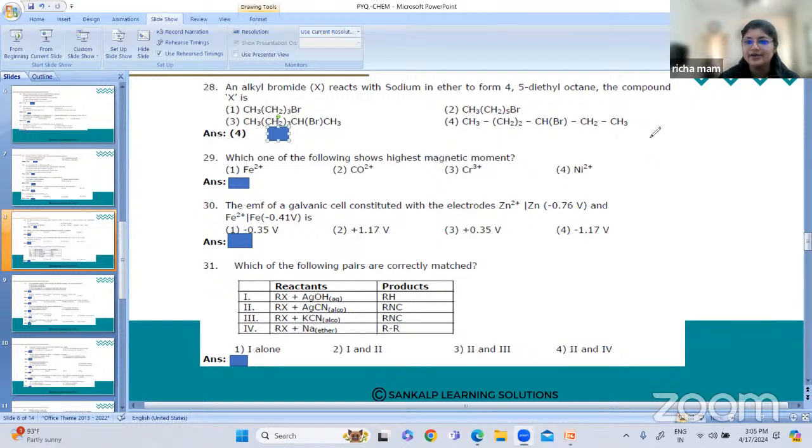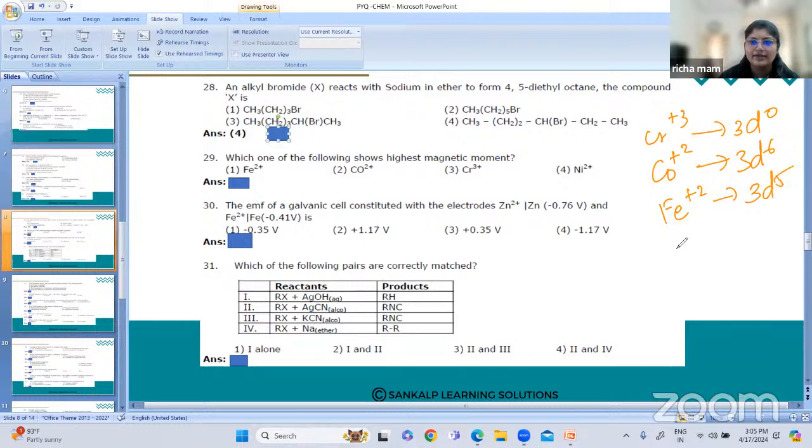So how to find? When chromium is in plus 3 state, it will have 3d3. When you have cobalt in plus 2 state, it will be 3d7. When Fe is in its plus 2 state, it is 3d6. And nickel in plus 2 has 3d8. So Fe plus 2 should have 3d6, with atomic number 26.